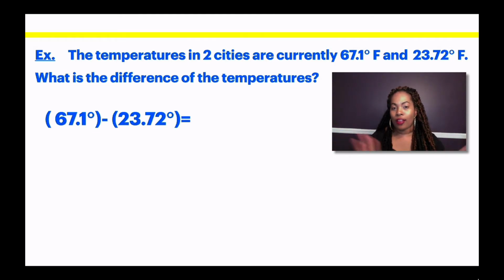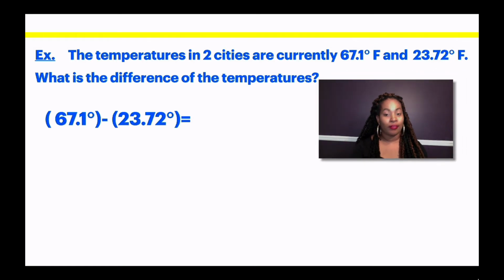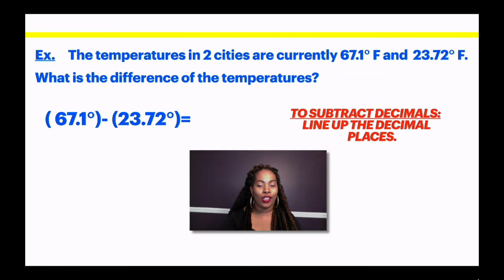Now, if you look at those numbers again, you would notice these are decimals. And we talked before about how you subtract decimals. How do you subtract decimals? You guessed it. All you have to do is line up the decimal places. It's so simple, right? It's going to go really smoothly as long as those decimal places are lined up. So here we go. Here's what it would look like. There's your 67.1, and you're going to take away 23.72.